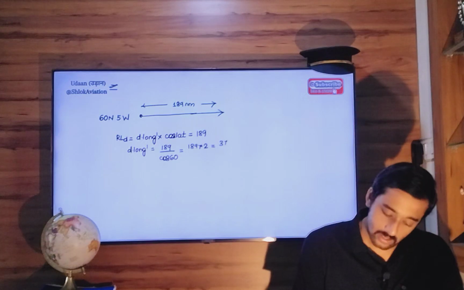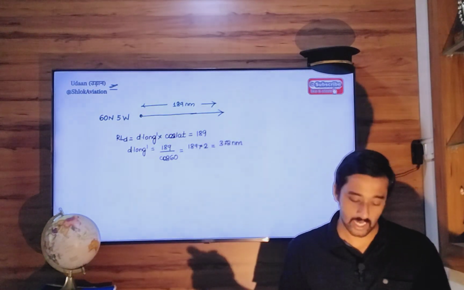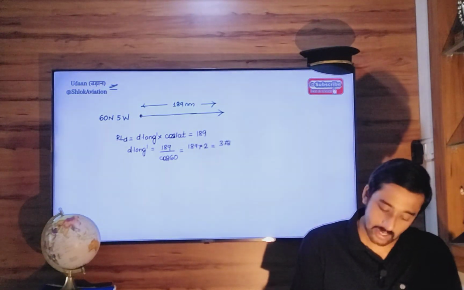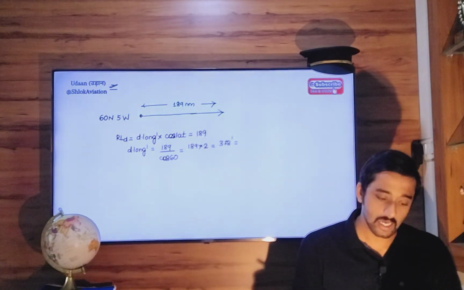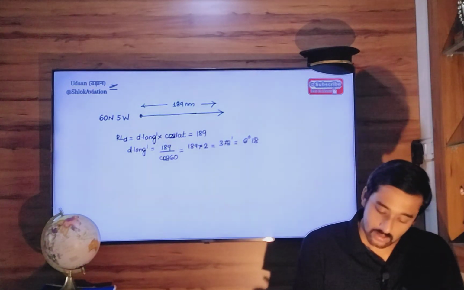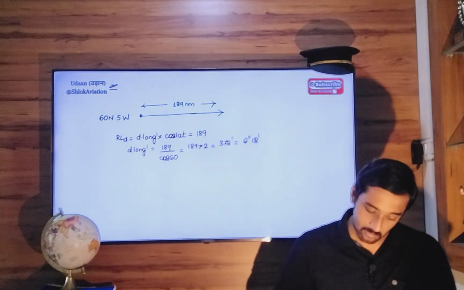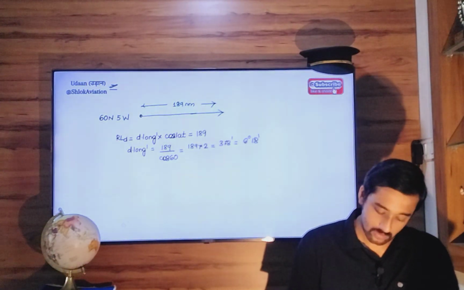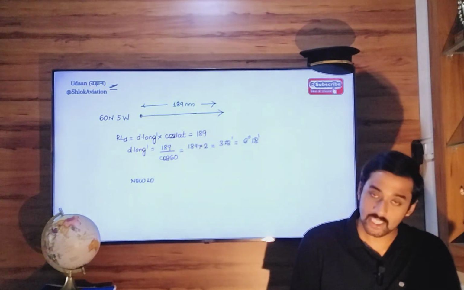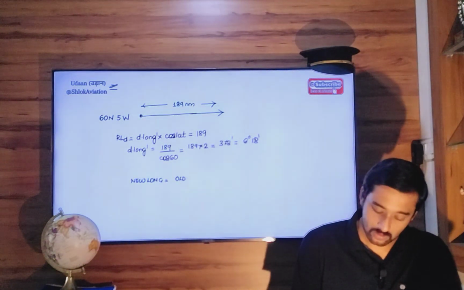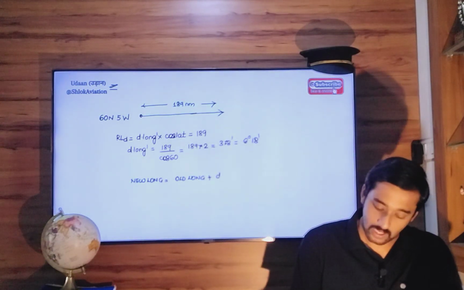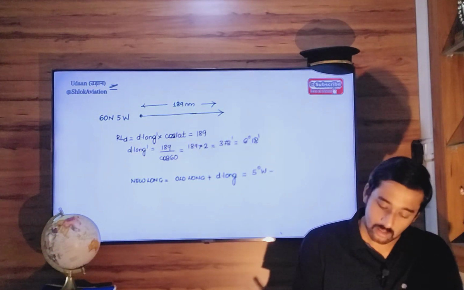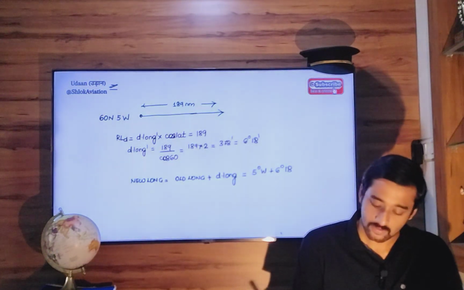is 378 minutes. D long is 378 minutes, that is equal to 6 degree 18 minutes. Divide by 60, 6 degree 18 minutes. So your new longitude will be initial longitude plus D long.